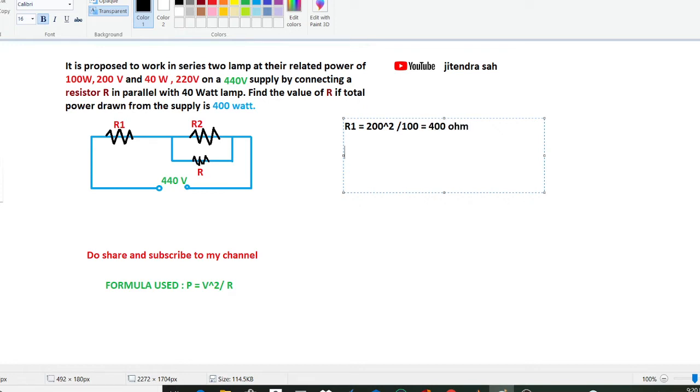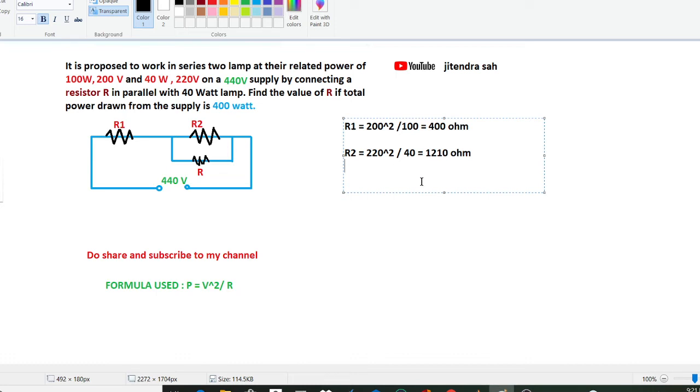Similarly, we can calculate R2. Since the rating for the second lamp is 40 watt and 220 volt, R2 will be 220 square upon 40, and this gives 1210 ohm.